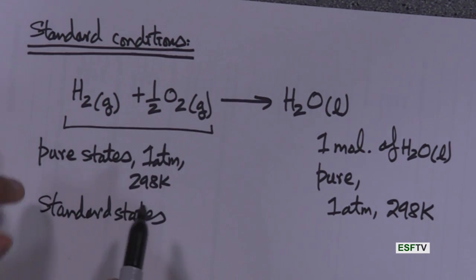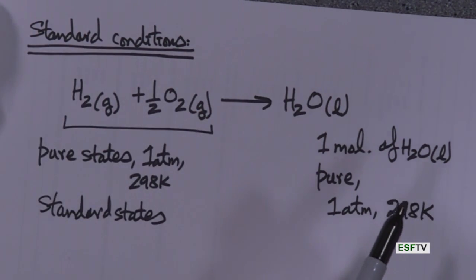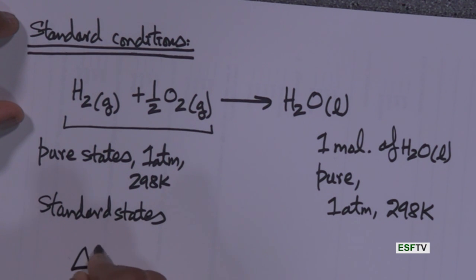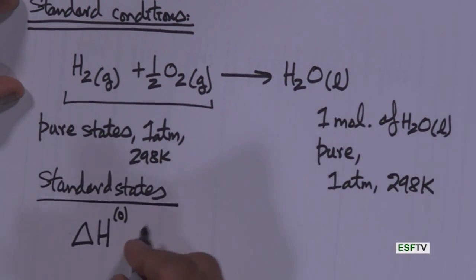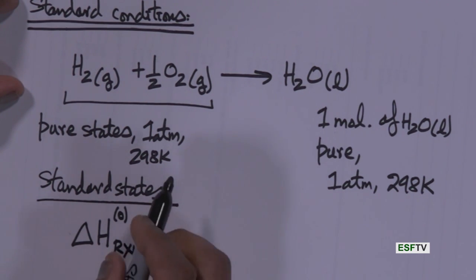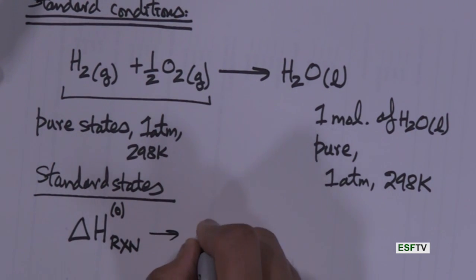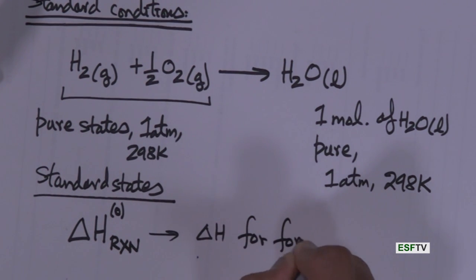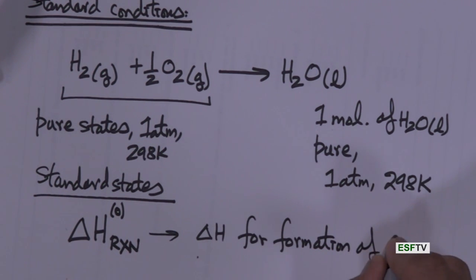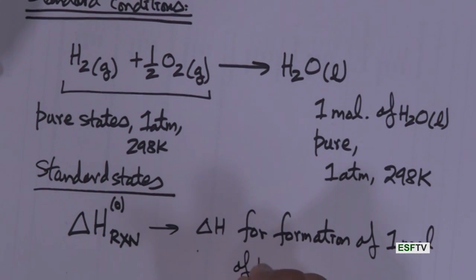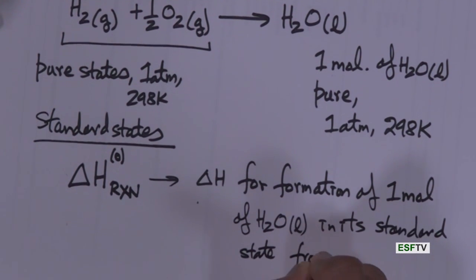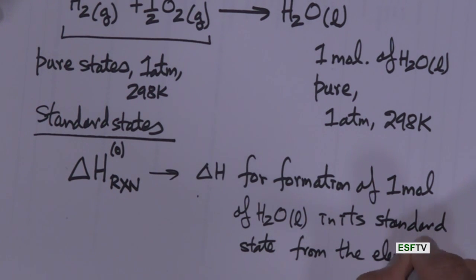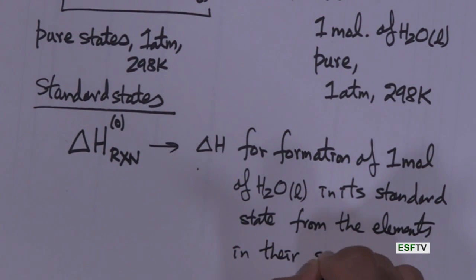So, this is a chemical reaction, and given that everything on the left hand side and everything on the right hand side is in their standard state, we could say that the delta H for this process is simply delta H superscript 0, standard states on the left, standard states on the right, Rxn for this specific reaction, delta H for formation of 1 mole of H2O liquid in its standard state from the elements, in this case hydrogen and oxygen, in their standard states.